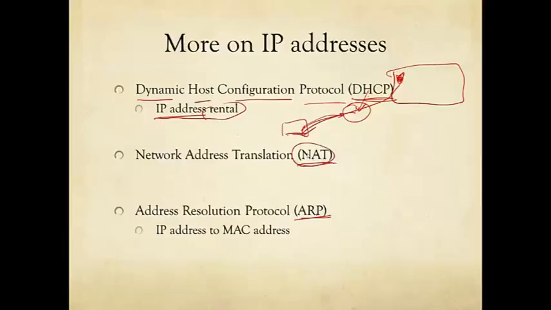Then there's something called network address translation, because sometimes in a company there's a firewall. Your address inside the firewall in the corporate network is different from your address visible by the external world. So there's something called NAT.